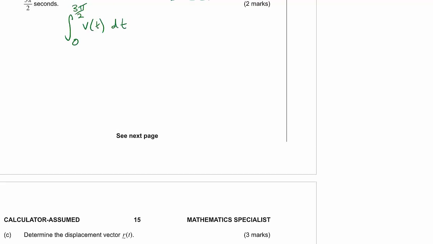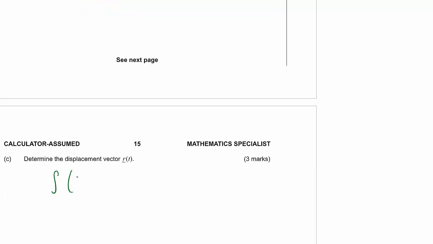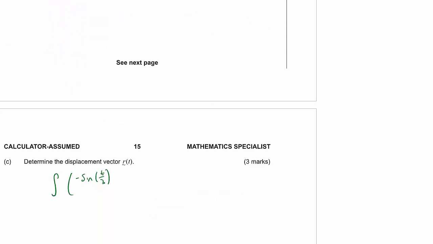Determine the displacement vector. So now we've actually got to integrate, but this is just the general. So we're integrating negative sine t on 3 and 2 cos t dt. So we know that sine integrates to negative cos, so negative sine would go to cos, so that's going to be cos t over 3.